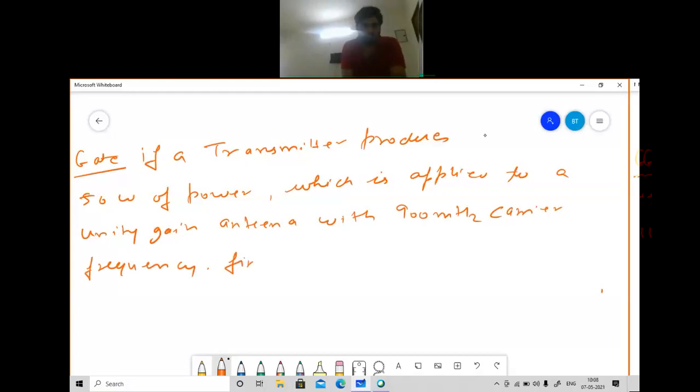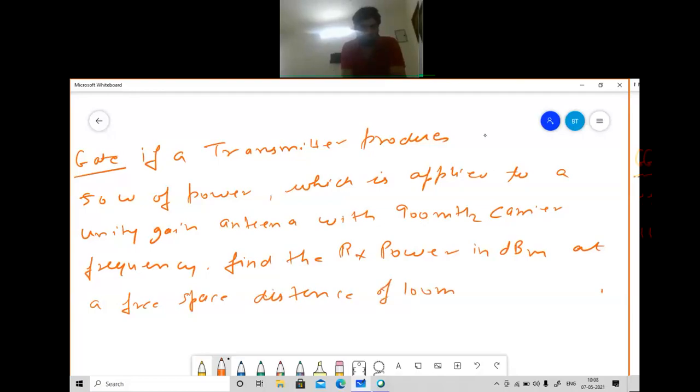The question was like this: find the received power in dBm at a free space distance of 100 meter from the antenna.